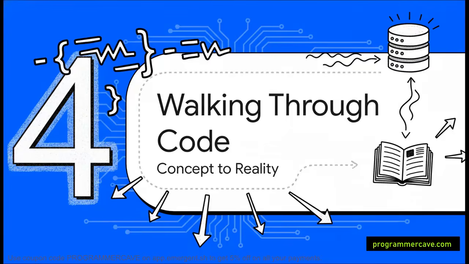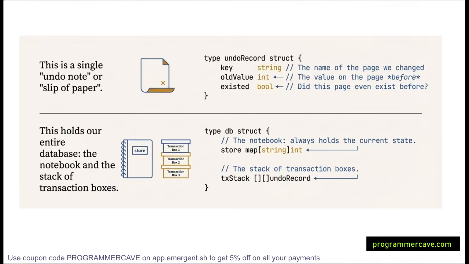All right, we've covered the concepts and the analogies. Now let's see how these ideas translate directly into clean, effective Go code. And would you believe it? Our entire database structure is defined by just these two fields. It's so elegant in its simplicity. Let's break down exactly what each one does.